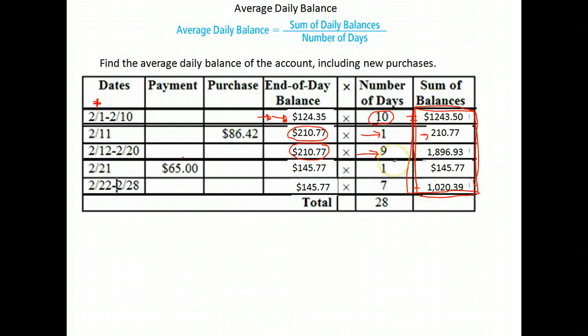So we are going to add $1,243.50, $210.77, $1,896.93, $145.77, and $1,020.39. That gives us our total of $4,517.36.